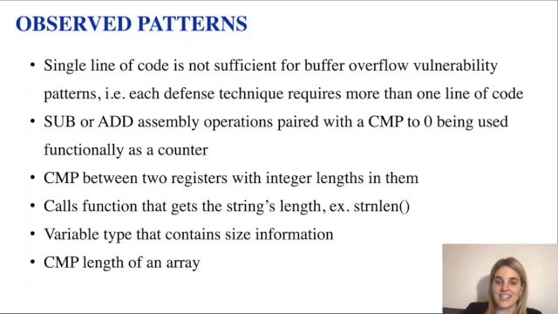Next, as seen in the fgets function, a compare between two registers which each have a value of a length in them could signal a buffer overflow protection. Next, calling a function that gets the string or input's length, for example, string length, could signal buffer overflow protection. Finally, using a variable that contains size information or comparing the length of an array to another number could also be signals.